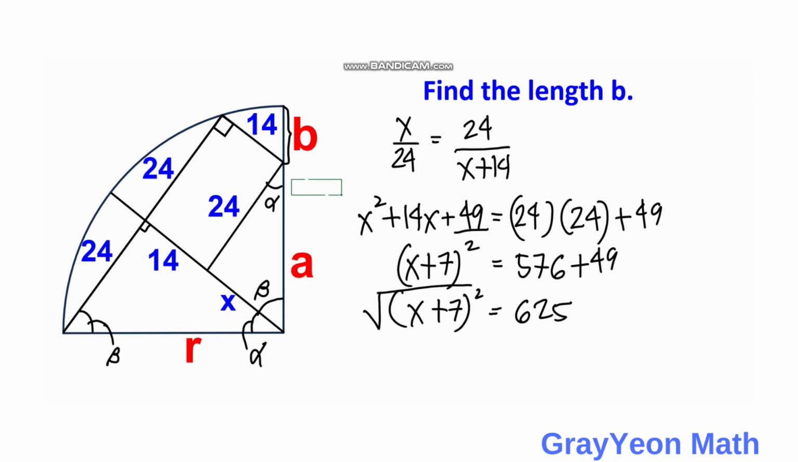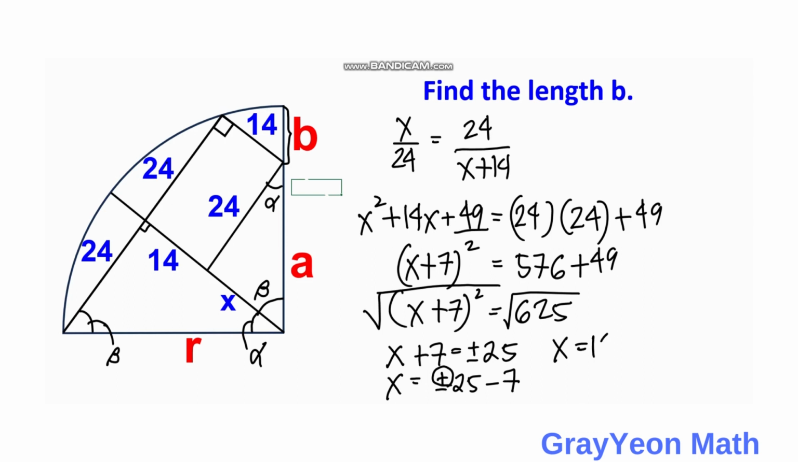So if we take the square root of both sides, we have x plus 7 is equal to plus or minus 25. And x is actually equal to plus or minus 25 minus 7. And since this is a distance, then we will only get the positive answer. So 25 minus 7 is equal to 18. So x is equal to 18.